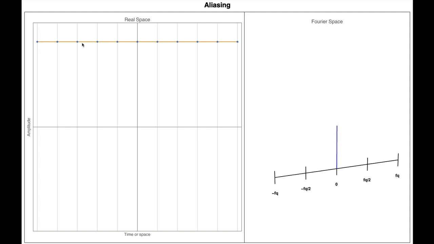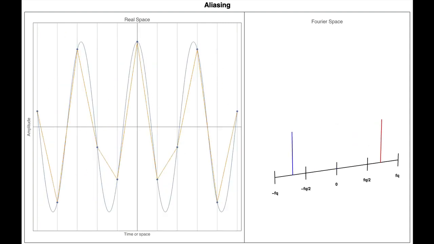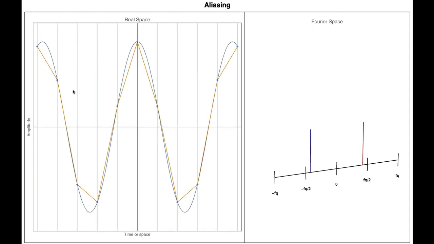So what I've got on the left-hand side here is some data, and the blue points are the sampling points, so the vertical lines denote where the blue points are going to be. The blue curve is the real data, the actual physical phenomenon that we're sampling, and the orange line connects the dots, just to guide the eye so you can see what's going on with the data that we're sampling.